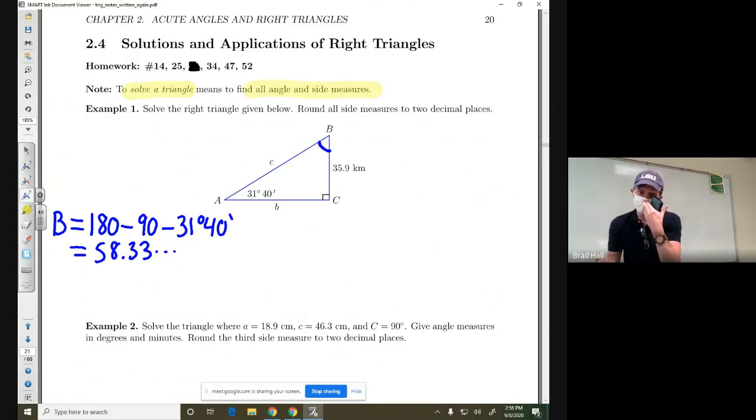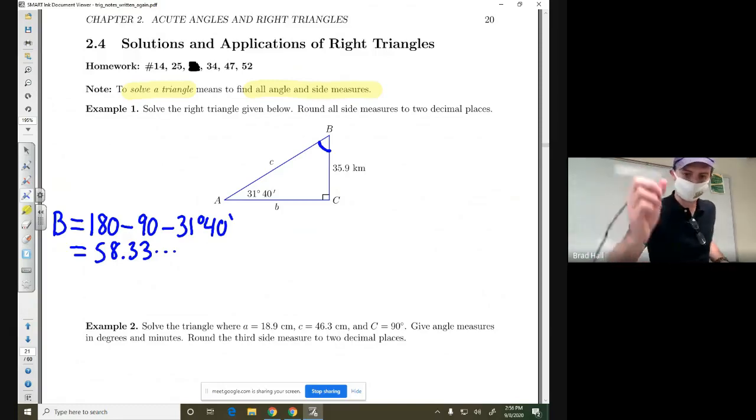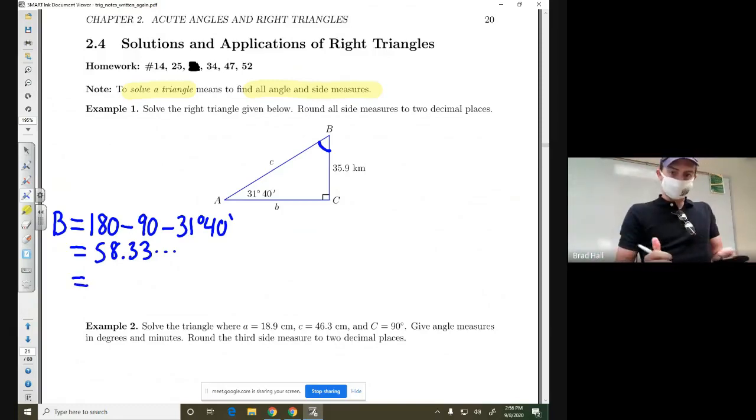Naturally though, if an angle is given as DMS, then you want to be consistent and give your final answer as DMS. So remember, you have to convert this. And there's just one button in the calculator.